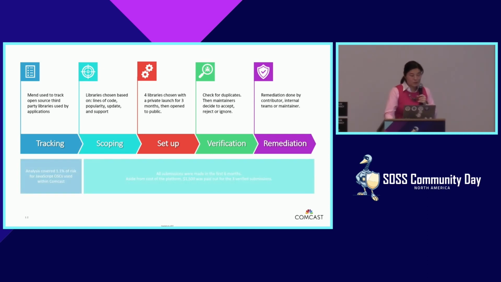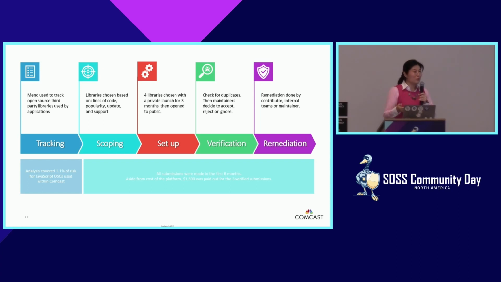So from the result of this program, all the submissions were made within the first 6 months. So if you're doing a third-party bug bounty, you don't have to do it indefinitely. Most of the results, actually, the 3 verified submissions, were submitted within the first 3 months.